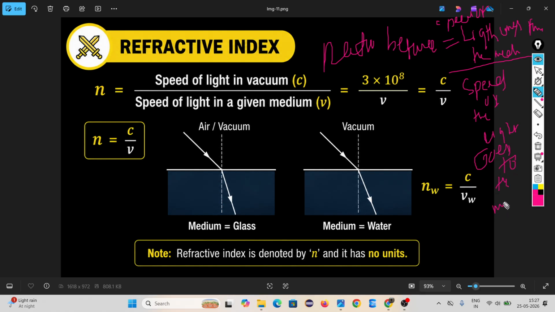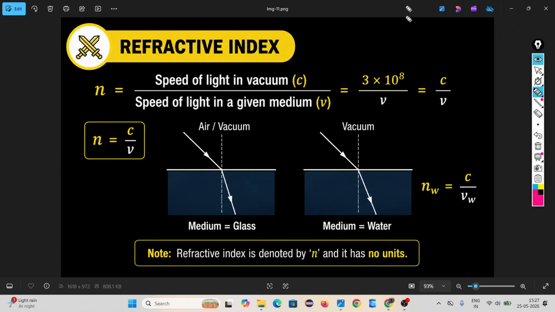Always remember, the refractive index is nothing but the ratio between the speed of light coming from the medium, because two media are required, na? And the speed of light going into the medium. But the important thing is, refractive index is denoted by n.